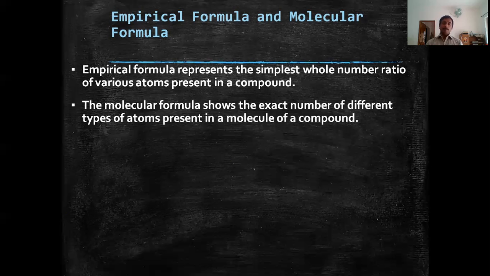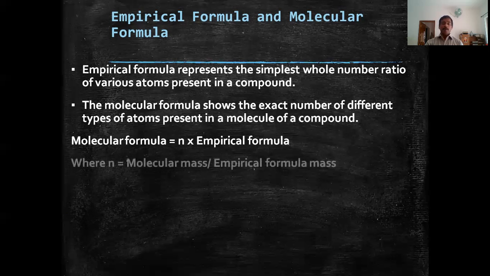That is molecular formula. Now, how are empirical formula and molecular formula related? We can show the relationship using the equation: molecular formula is equal to N into empirical formula. Then what is N? N is a whole number. We can calculate N using the equation N is equal to molecular mass divided by empirical formula mass.